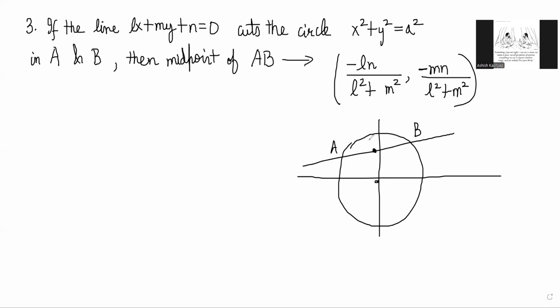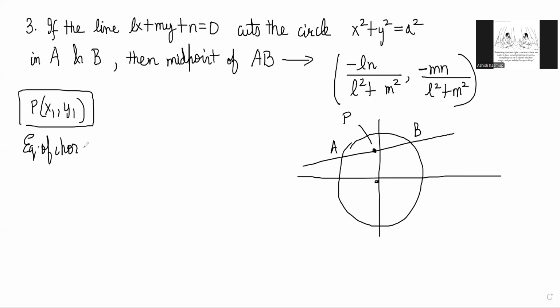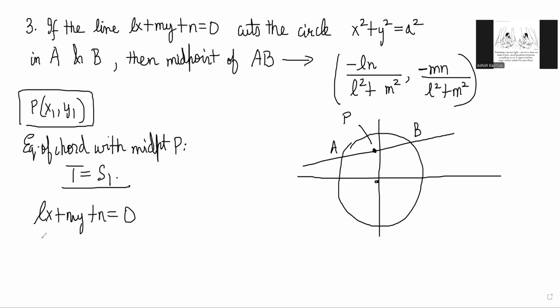So if the midpoint P is (x1, y1), then the equation of chord with midpoint P can be written as T equal to S1, right? You can write it as T equal to S1 equation, and you can compare with the line Lx plus My plus N equals 0 and compare the coefficients and get the coordinates of (x1, y1), right?